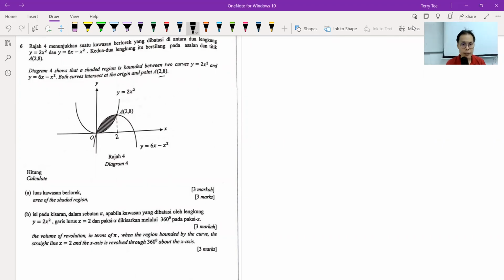If I move this down, you can see this is the point of intersection here. The region is bounded by the curve on top, which is given by 6x minus x squared. This is your y1. You minus the curve below, y2, which is 2x squared. So to calculate the area of the shaded region, we integrate y1, which is 6x minus x squared dx, with limits from 0 to 2, minus the integration from 0 to 2 of your y2, the curve 2x squared dx.